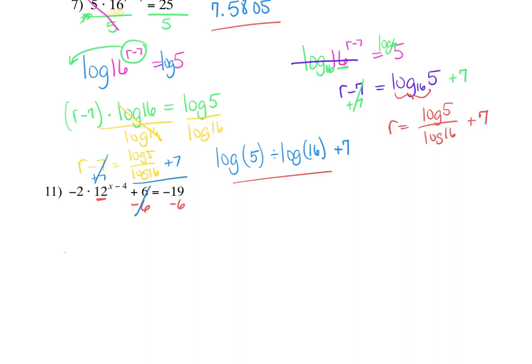On the left-hand side, I have negative 2 times 12 to the x minus 4. On the right, negative 19 minus 6 is negative 25. Are they giving me a decimal? And then I will get rid of this negative 2. Divide both sides by negative 2. So I have 12 to the x minus 4 equals 12.5, right?